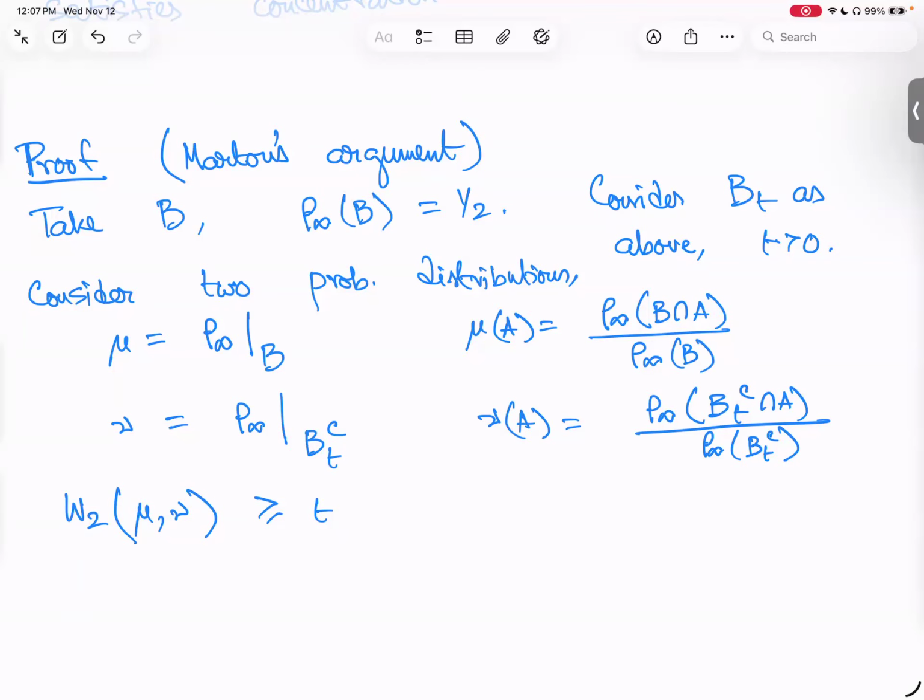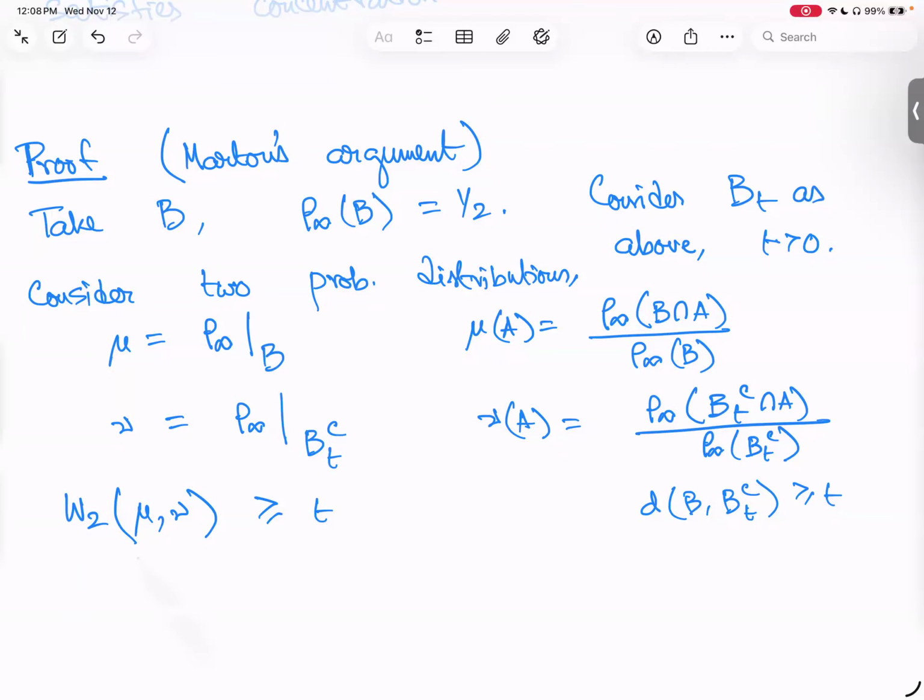The distance between B and B_T complement is at least T. So if I have a probability measure supported on B and another probability measure supported on B_T complement, the distance I'm transporting it must be at least T. And so the W2 distance must be at least T. Are you following what I'm saying? Yeah, that makes sense. Okay, good. So then the W2 distance between mu and nu must be at least T.